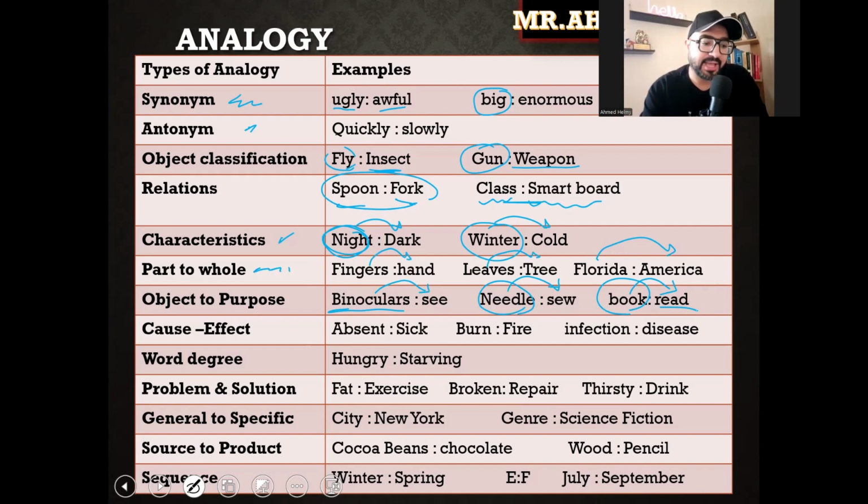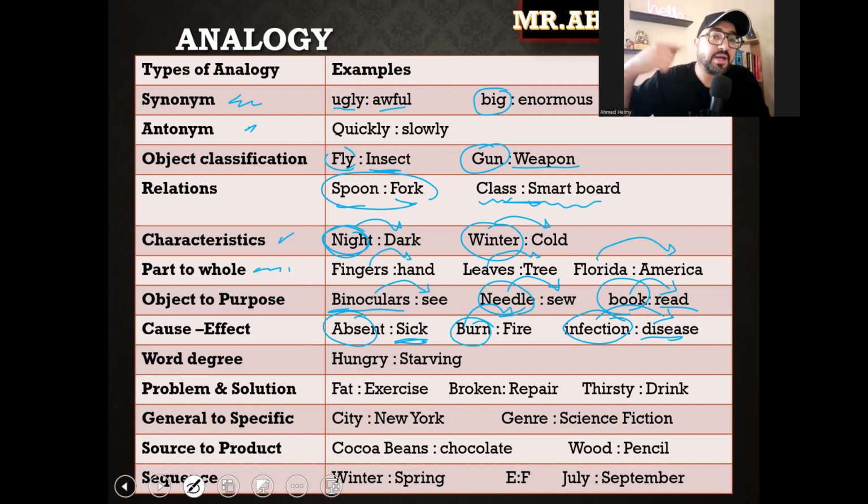Okay, then we have cause and effect. Why were you absent? Because I was sick. Okay, what is a burn? It's caused by fire. Infection is caused by disease. So these are analogy types for you as a guide. Like, teacher, do I have to memorize those? Of course not.